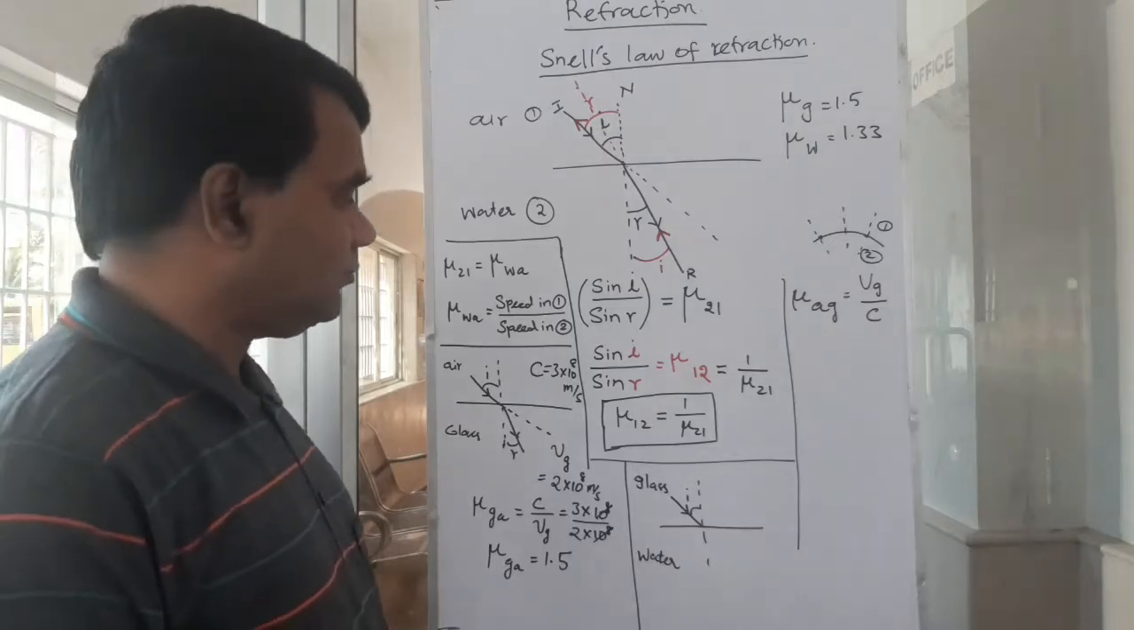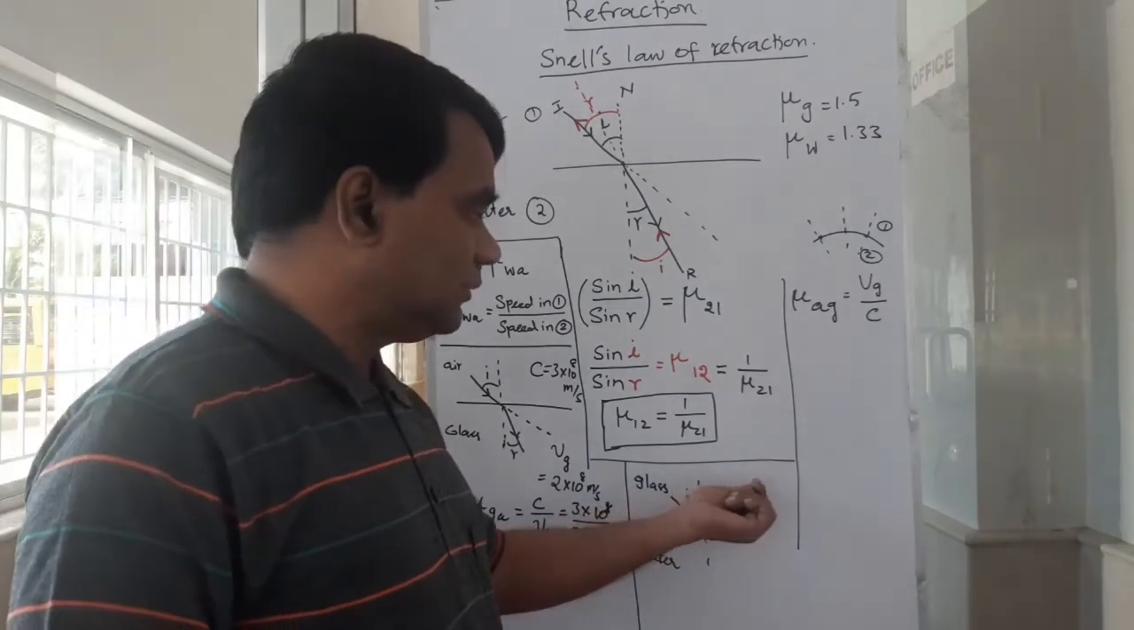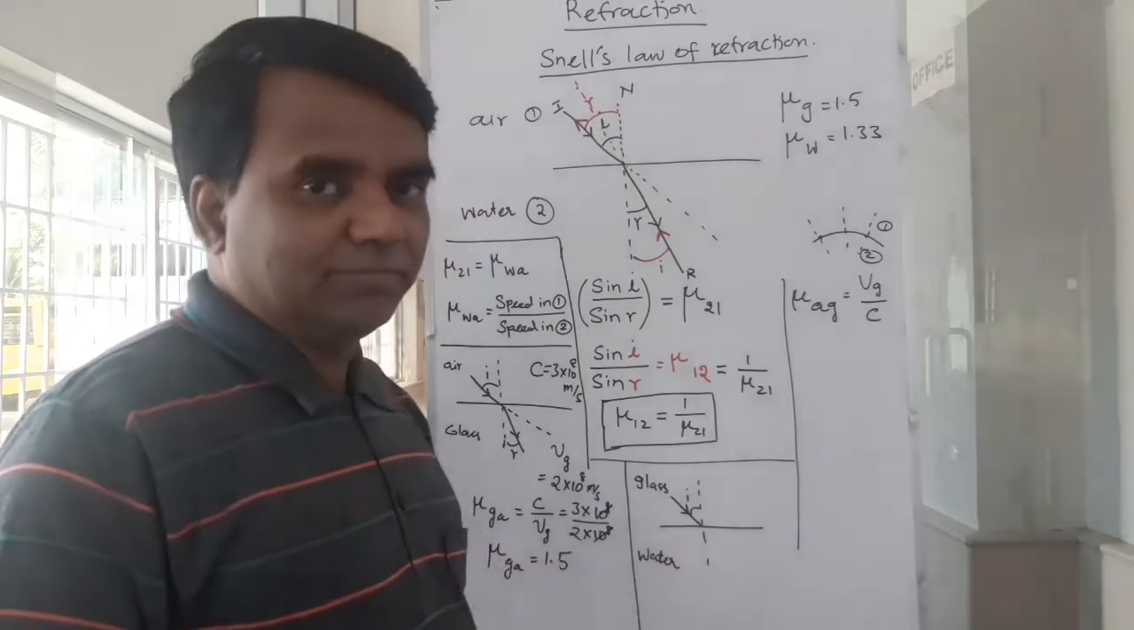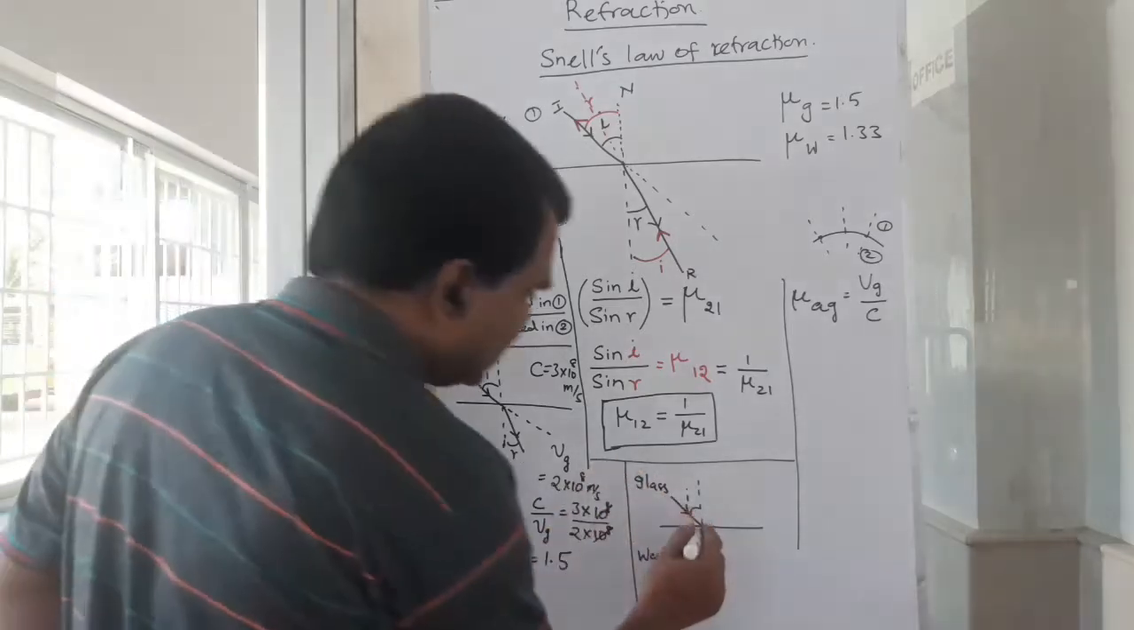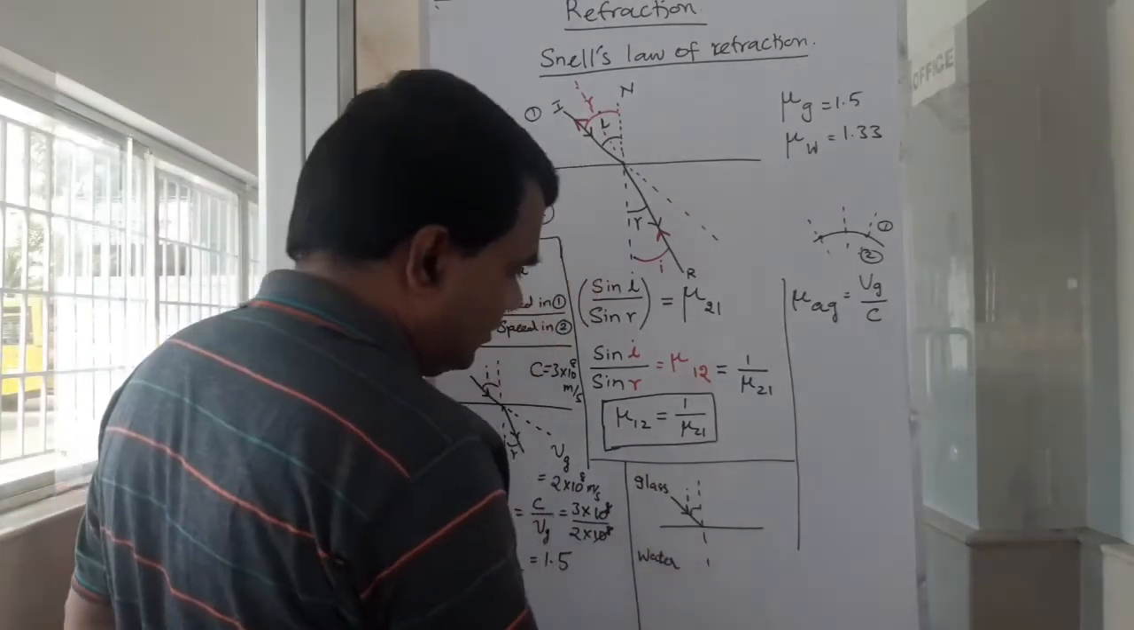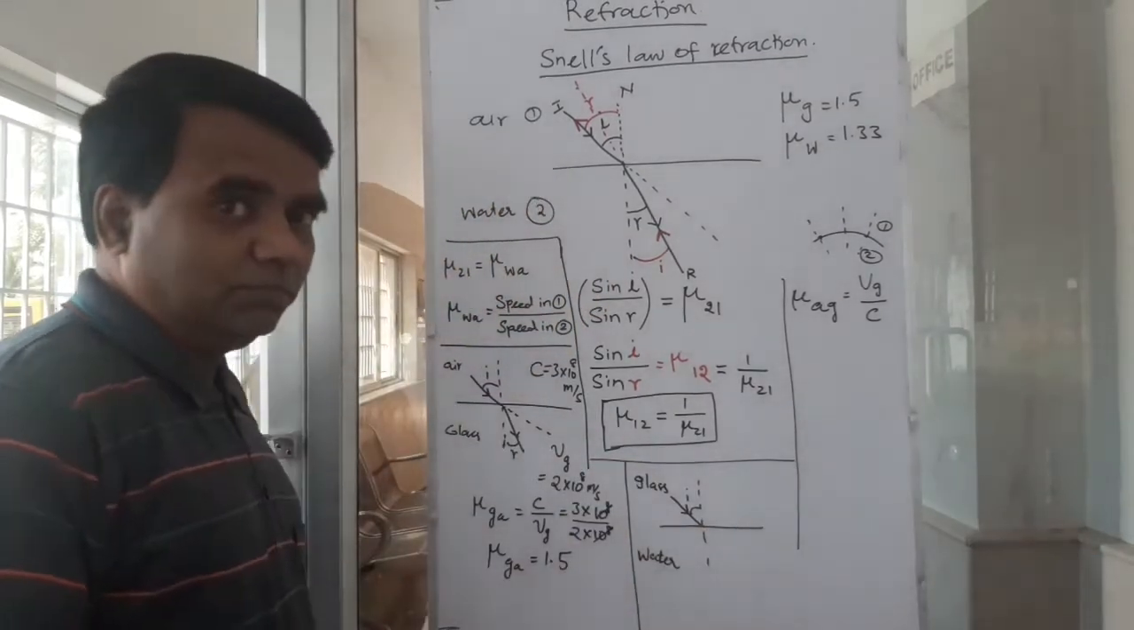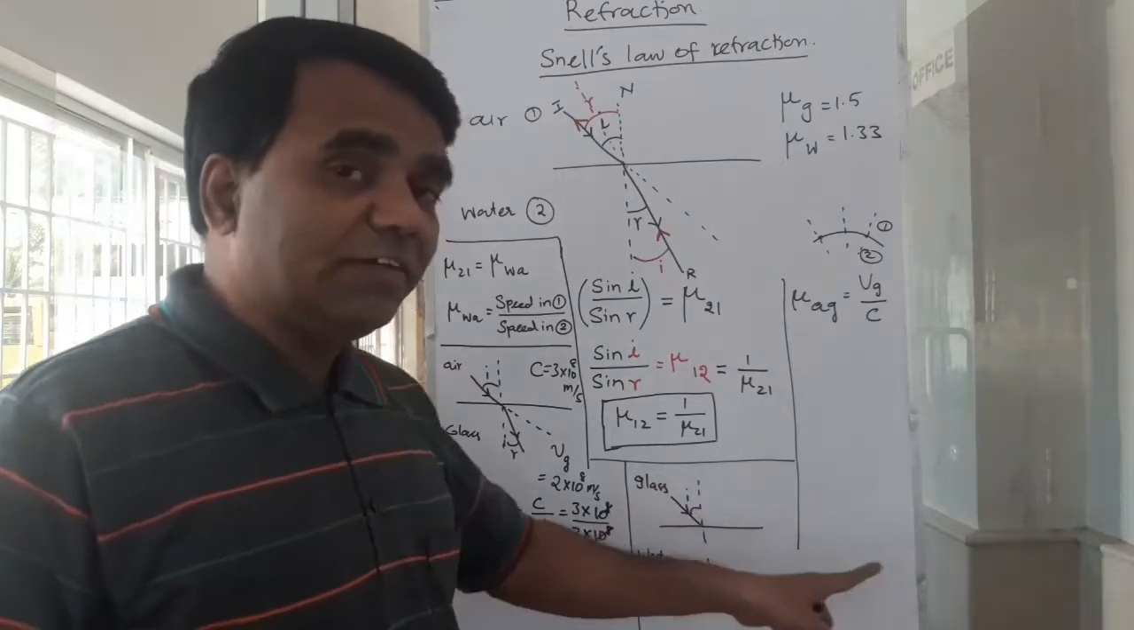Incident ray. Then what happened here? Will it go towards the normal or away from the normal? They go away from the normal.